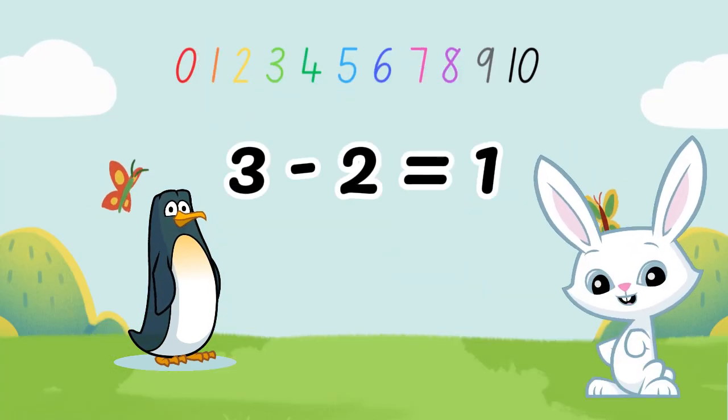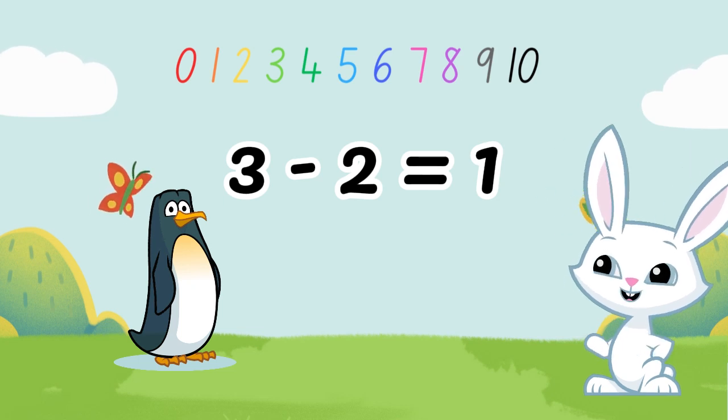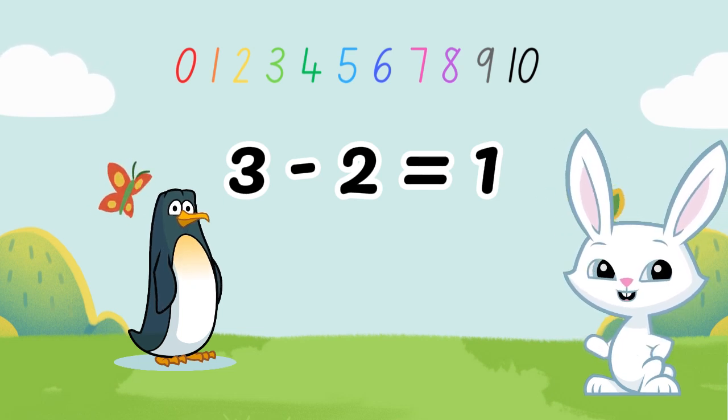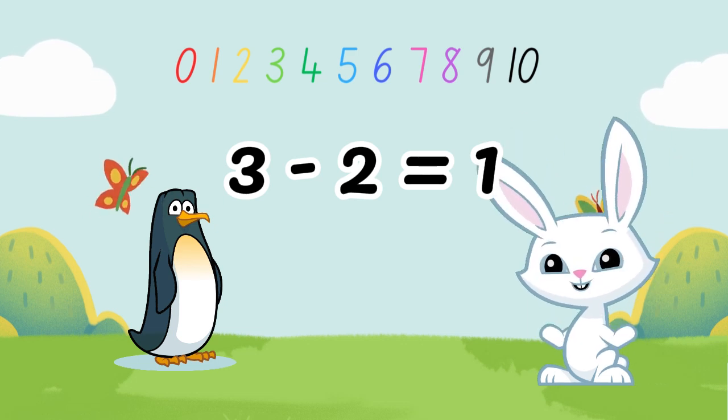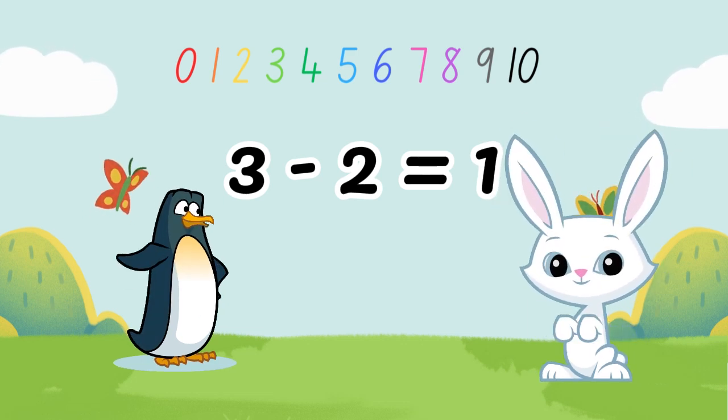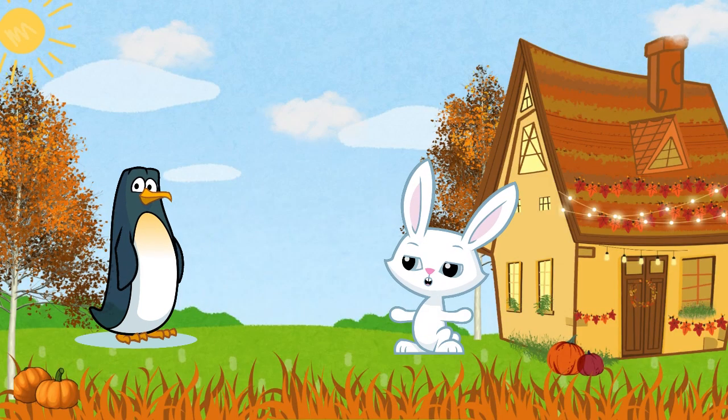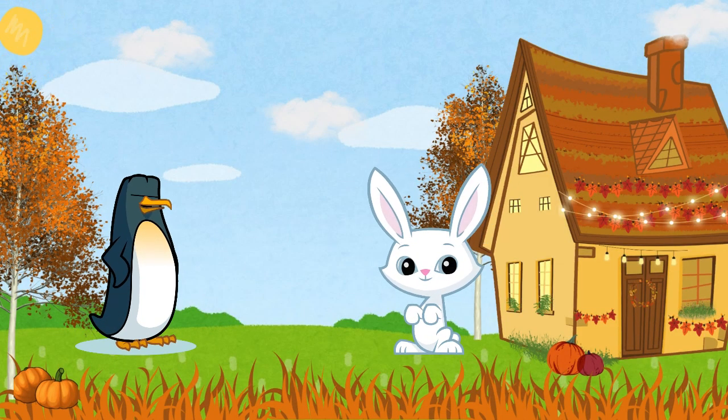Let's look at our numbers. If we start with 3 and take away 2, we can see it like this. 3, 3 minus 2, 2, 1. So 3 minus 2 equals 1. Hooray! We did it! Let's try another one.